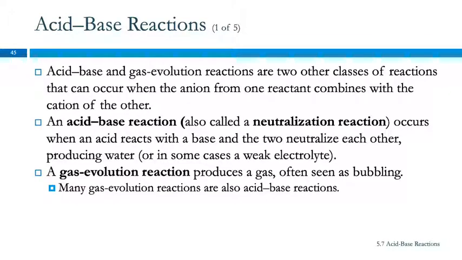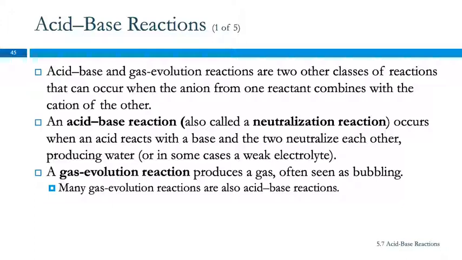Okay, acid-base reactions. So we talked about precipitation reactions. Now we're going to talk about acid-base reactions and gas evolution reactions. And these are also types of reactions that can happen when we swap partners. And so we can use that same idea of these ions coming to a party, and we're going to swap partners and see if anybody has any chemistry.